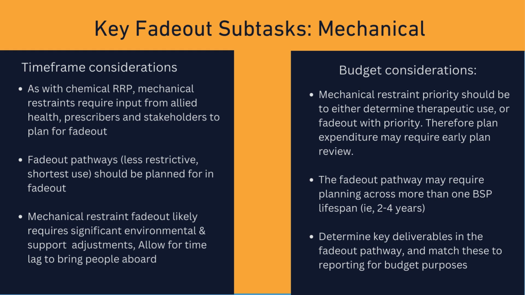Fade out pathways are often really valuable in a mechanical fade out process, so you might want to plan a fade out pathway across the 12 months that reduces the frequency, reduces the use of a mechanical restraint from routine to episodic under a very specific set of circumstances. You may wish to look at a less restrictive mechanical restraint, but I think it's very important to seek the proper clinical advice, particularly for these high risk restraints.